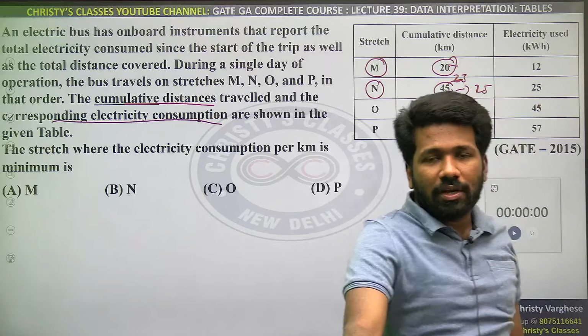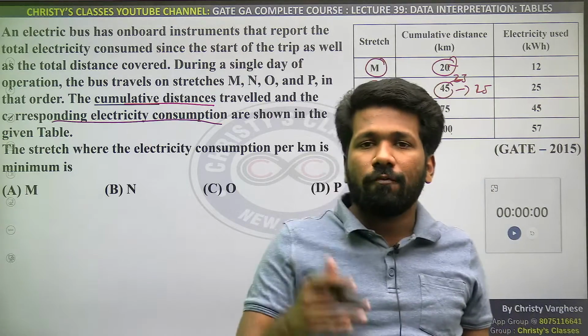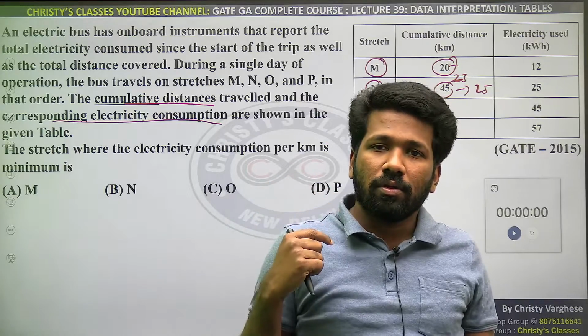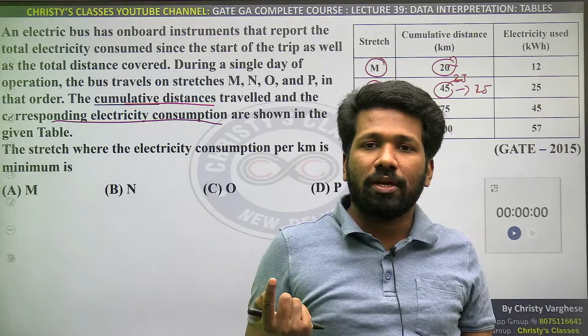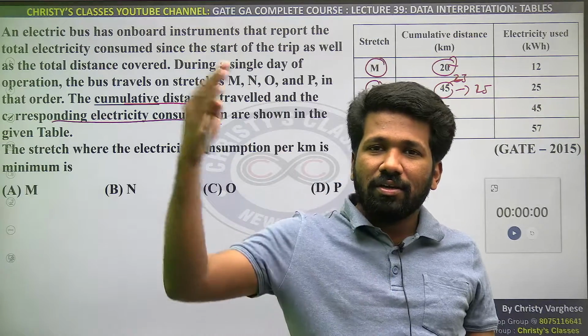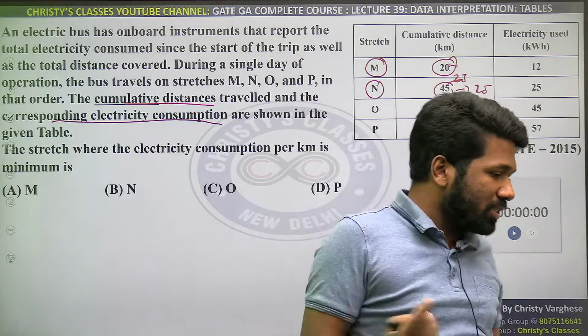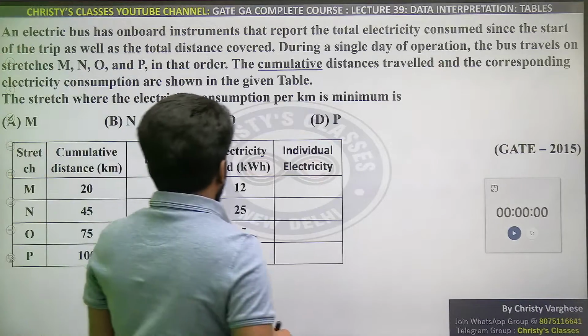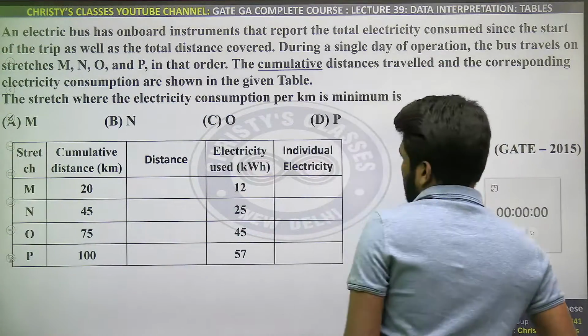Did you all understand? Like in a speedometer, you go from your home to the railway station, and from the railway station back to home. So the cumulative distance will be shown, na? It is not 0, it will be 10 kilometers plus 10 kilometers, say. So that cumulative distance, we need to first convert it into individual distance and individual electricity.